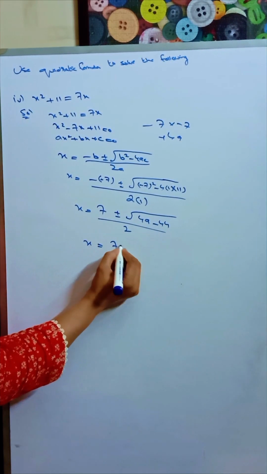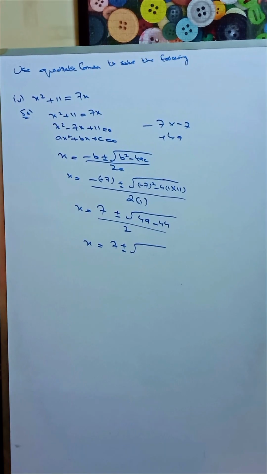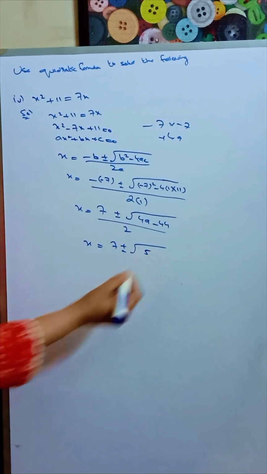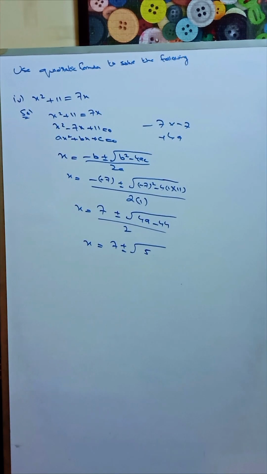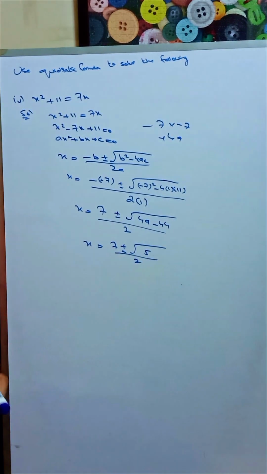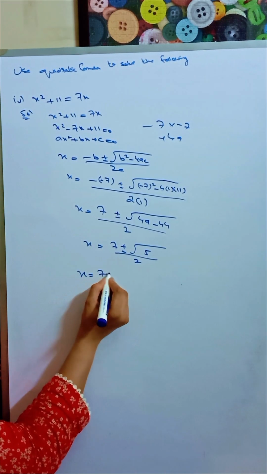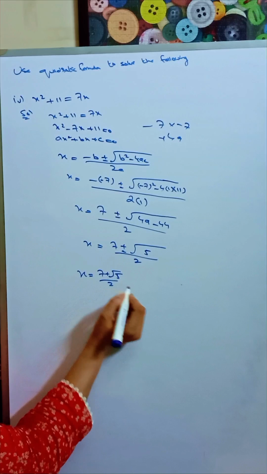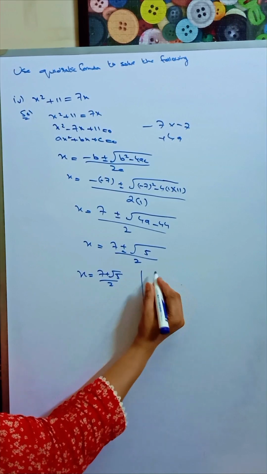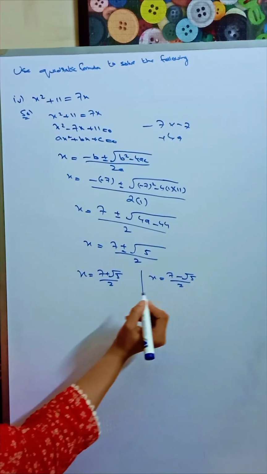x = (7 ± √(49 − 44)) / 2. What is the answer? Yes, 5. Under root 5, so over 2. Now solve it. x = (7 + √5) / 2 and x = (7 − √5) / 2.